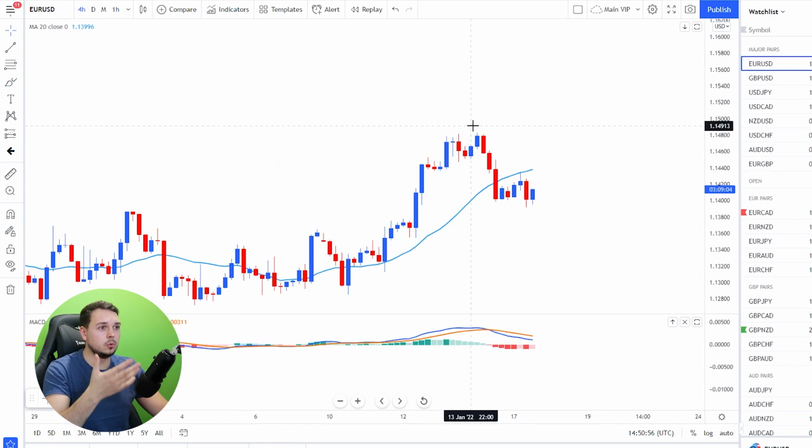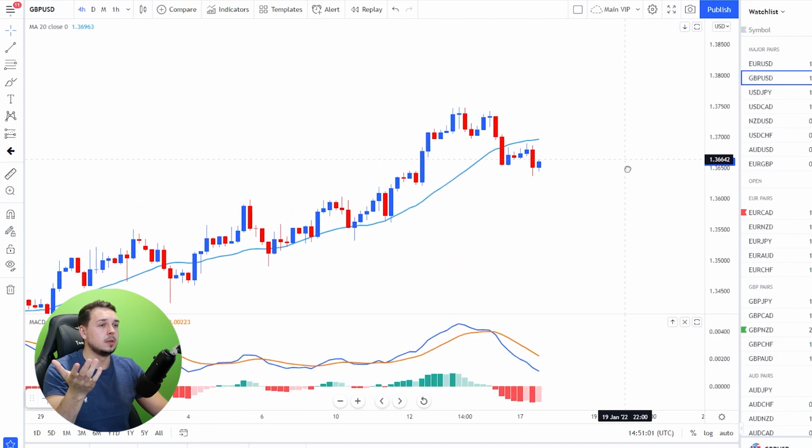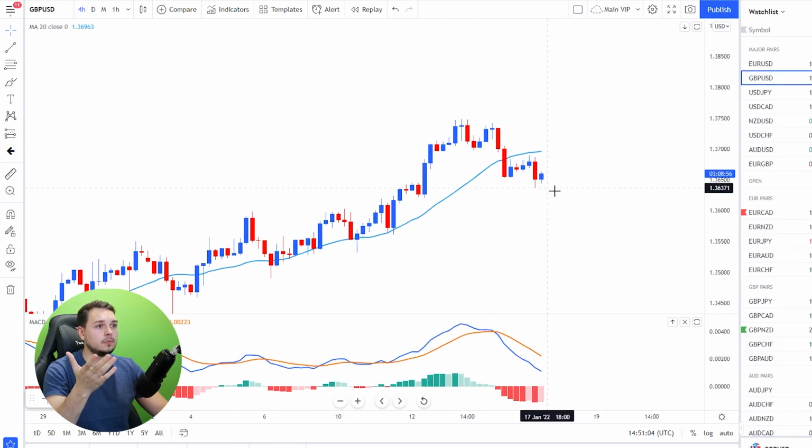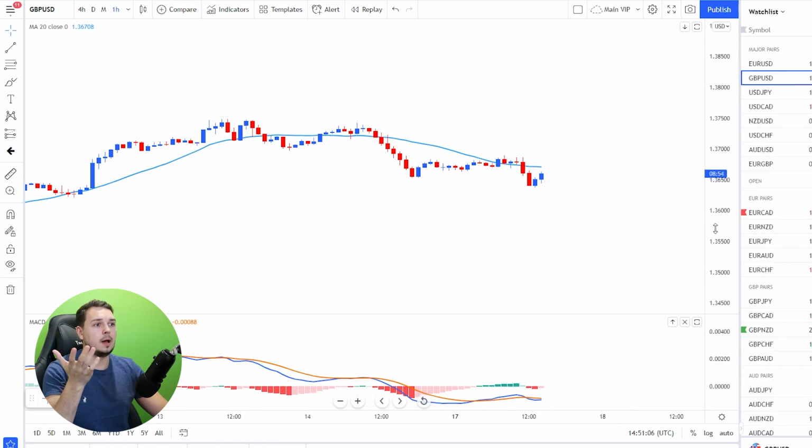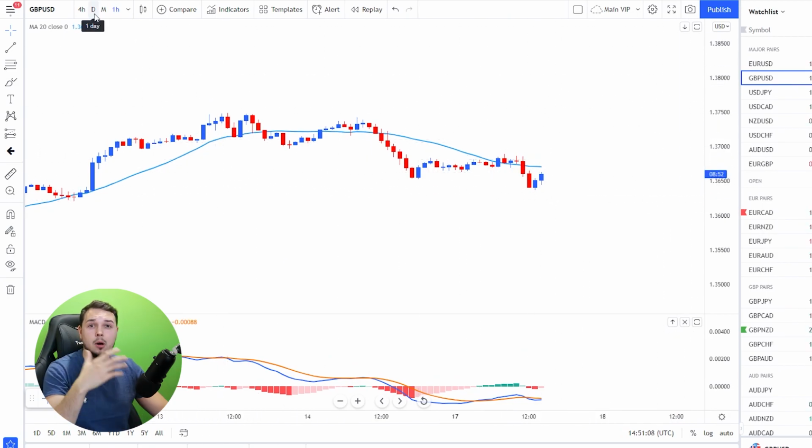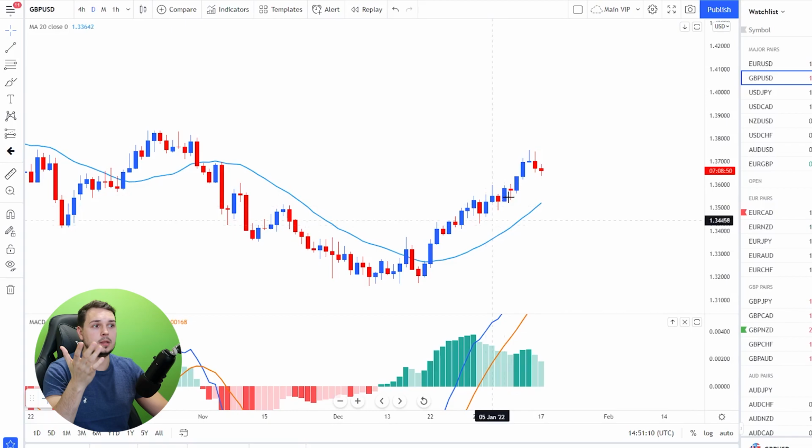So at the moment, EUR/USD is not a good trade. Let's have a look at GBP/USD. GBP/USD 4-hourly time frame trending down, 1-hourly is trending down. How about daily? It's trending up. So it's still not a valid trade. Now I probably need to mention this. I did say 5-minute time frame, but we will get to that in just a second.